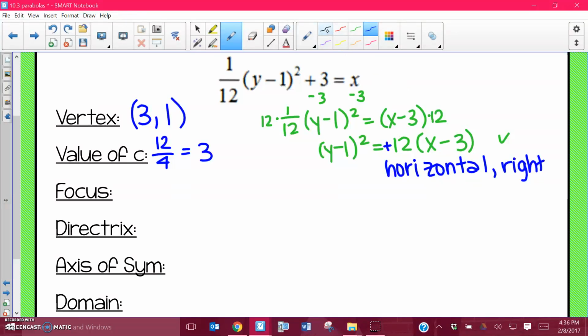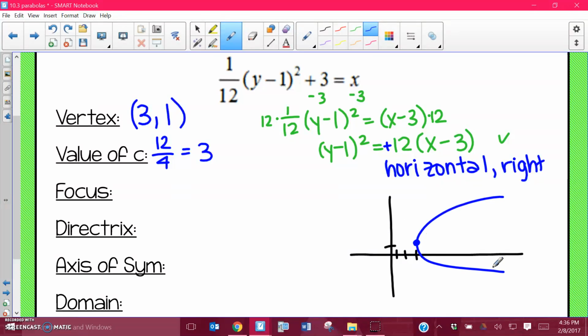So I'm going to go ahead and plot this. 1, 2, 3, 1. So here's my vertex. And remember, it's opening out to the right. So my focus is going to be inside my parabola. So I'm going to go 3 to the right. So that point is at 6, 1. Okay, it's going to be along that axis of symmetry, but it's over.